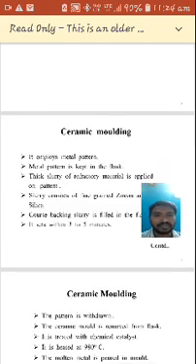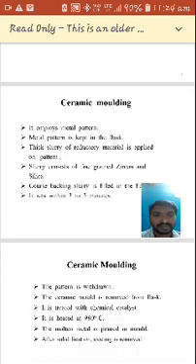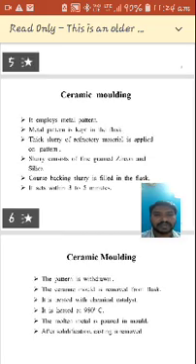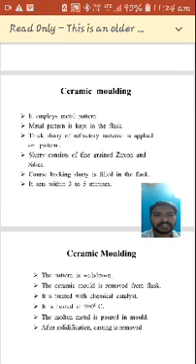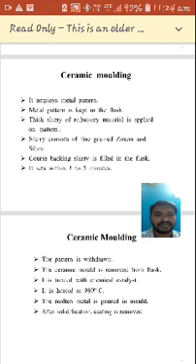The next type of molding is ceramic molding. Ceramic molding employs a metal pattern. A metal pattern is kept in the flask. A thick slurry of refractory material is applied on the pattern.